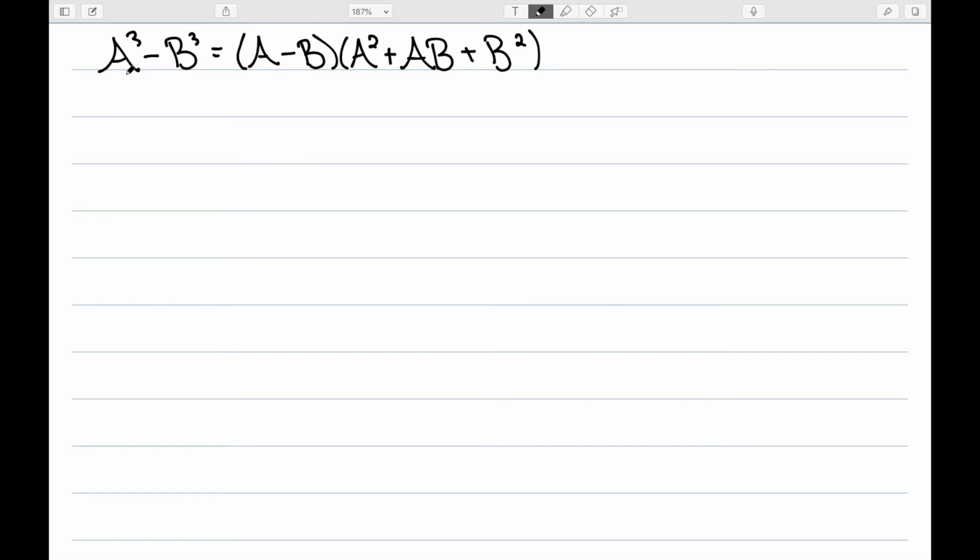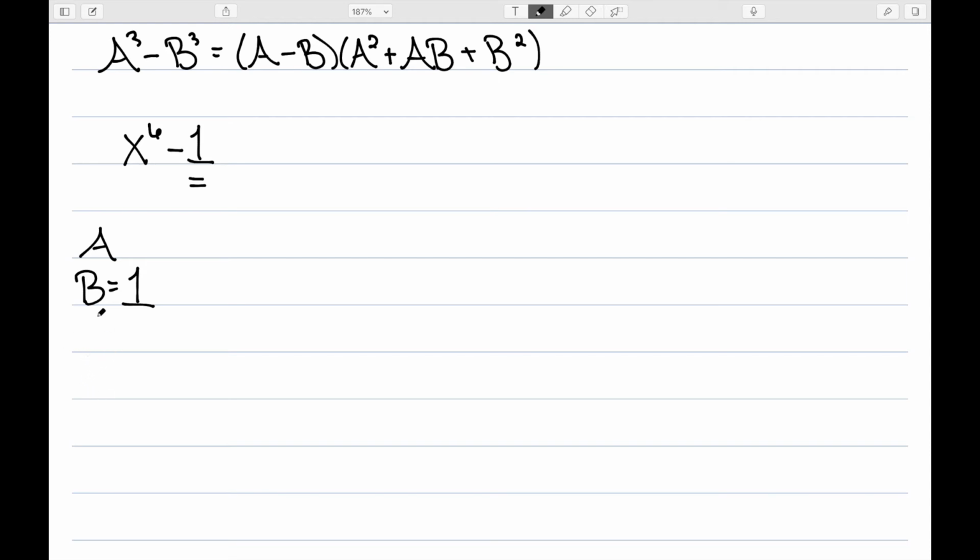Very much related to this, a cubed minus b cubed. So if that middle sign is a negative, I change this to a minus b times a squared plus ab plus b squared. If we look at x to the 6 minus 1, it might be a little bit easier to figure out b since we know 1 cubed is equal to 1.